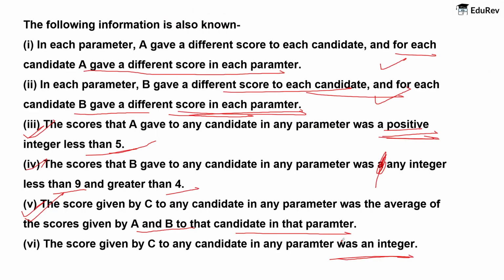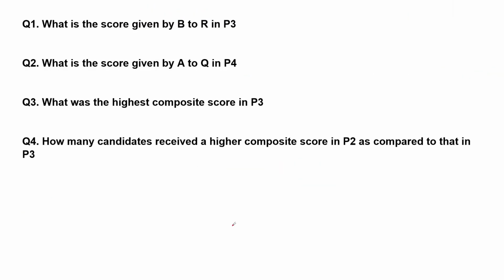If I look at this instruction carefully, what does this say? It says that the score given by C to any candidate in any parameter was the average of the scores given by A and B to that candidate in that parameter. So can I write the equation (A + B)/2 = C? It means scores of C are the average of A and B, right? Am I clear to everyone?